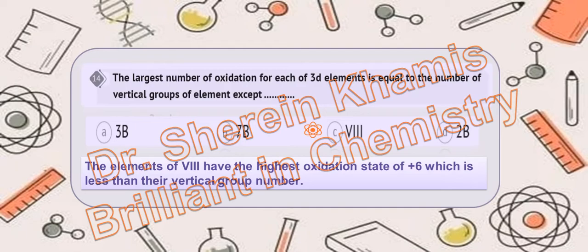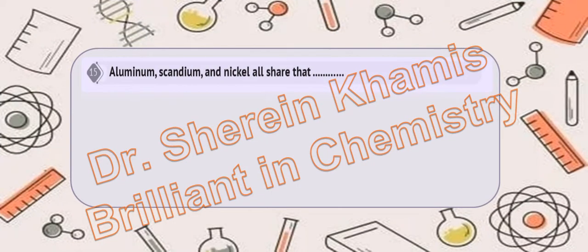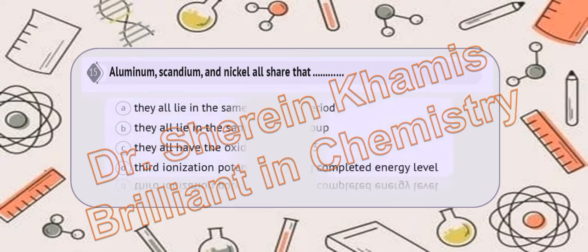Let's go to question 15. Question 15 says that aluminium, scandium, and nickel all share what? We have in our choices: they all lie in the same horizontal period; they all lie in the same vertical group; they all have the oxidation state +3; their ionization potential breaks a completed energy level.